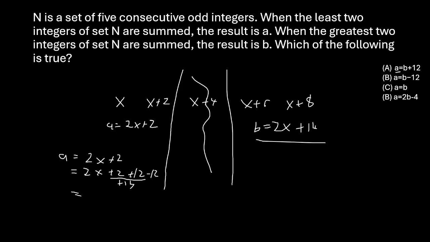And what do we know about 2x plus 14? That's b. So a is equal to b minus 12. We have b minus 12. So the answer is b.